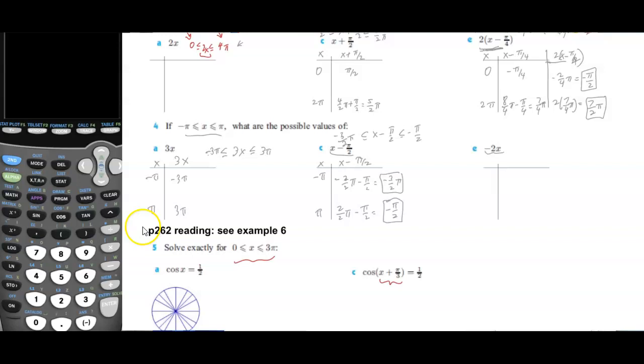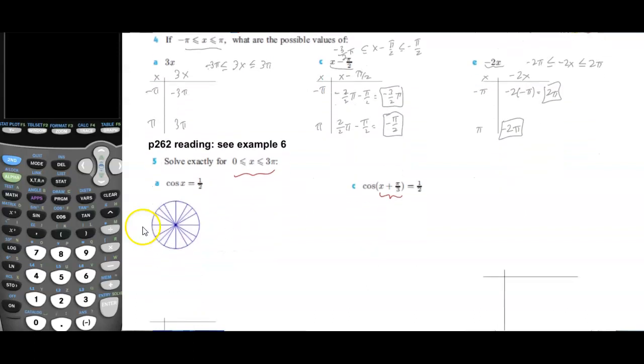Finally, negative 2x. Okay, so my x value goes here, and then negative 2x goes here. My negative pi and pi values become negative 2 times negative pi, which would be positive 2 pi, and then negative 2 times pi, which just becomes negative 2 pi. Isn't that weird? It inverted it. So before it was from negative pi to pi, and now it's in the opposite direction. Okay, so negative 2 pi less than or equal to negative 2x is less than or equal to 2 pi.